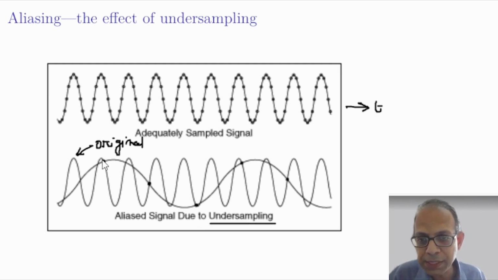Now, if these samples are given, and if we are required to reconstruct a continuous time signal from them, it would be this signal and not the original one. So this is the reconstructed signal.